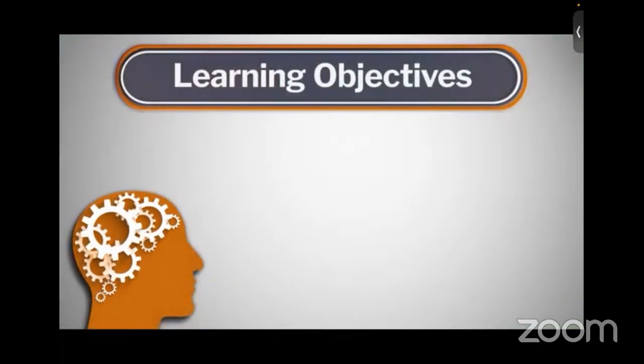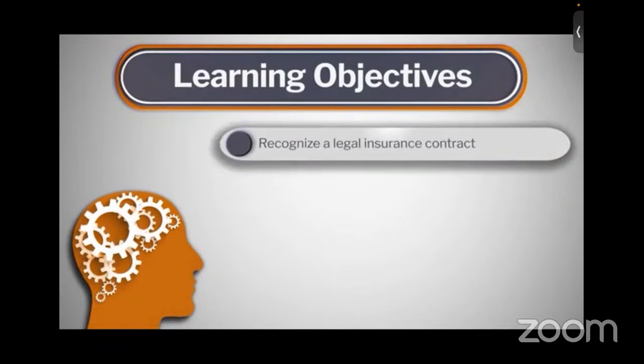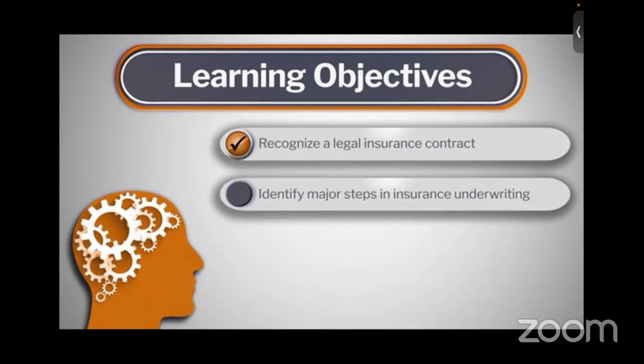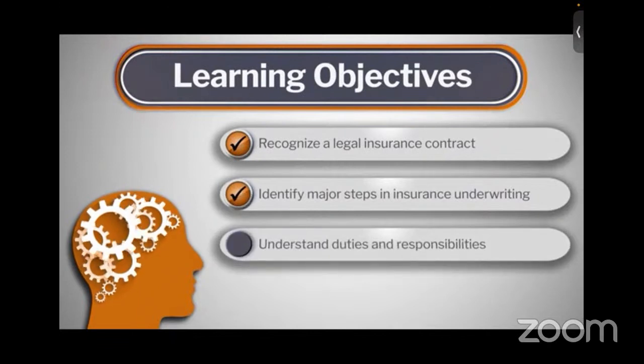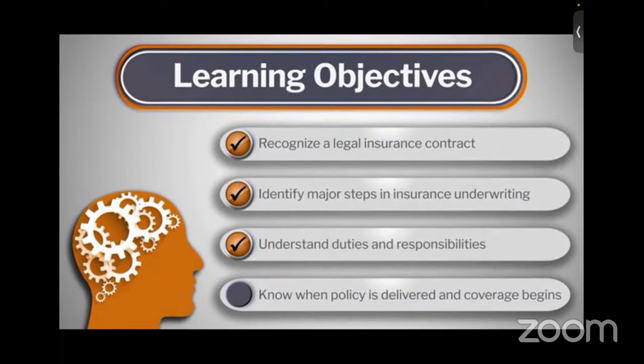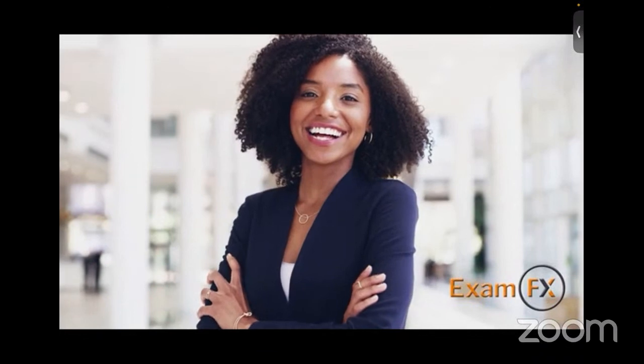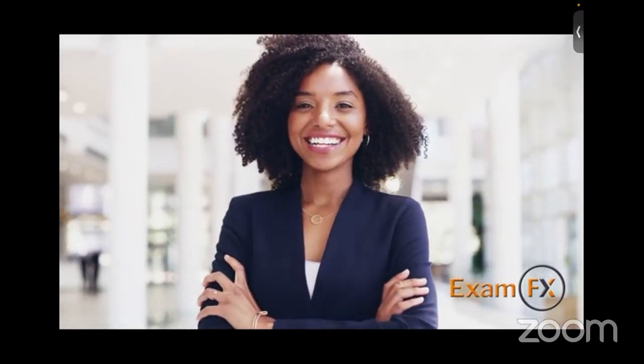How did you do? If you're unsure, you can always read through the chapter again as a refresher. Reflecting on something new that you've learned is crucial for building knowledge. Before moving on, reflect upon the learning objectives for this chapter. Recognize the specific characteristics and elements of a legal insurance contract. Identify major steps in insurance underwriting. Understand producers' duties and responsibilities. And know when a policy is considered delivered and when coverage begins. Though you might feel a little overwhelmed, give yourself a pat on the back. You're one step closer to passing your exam. All right, that's chapter 1.